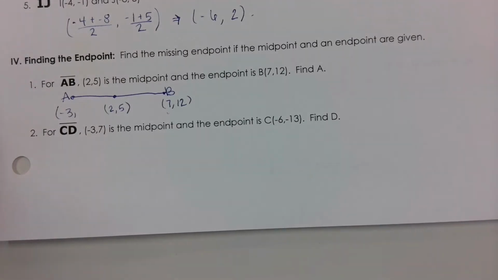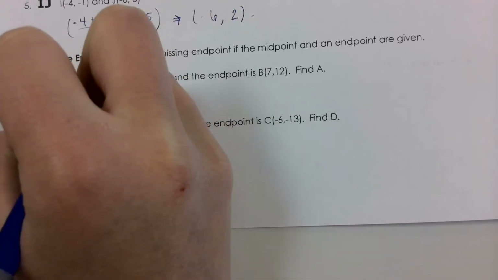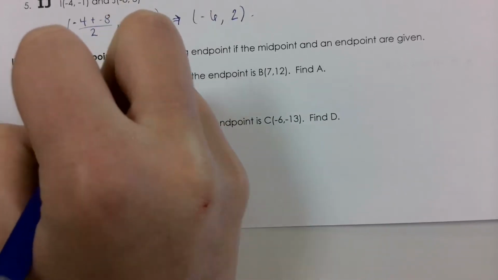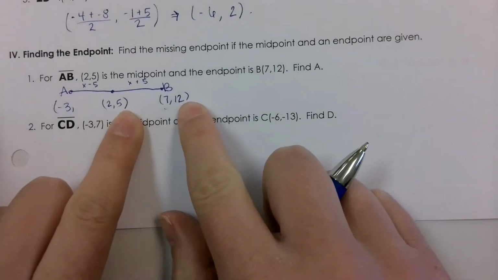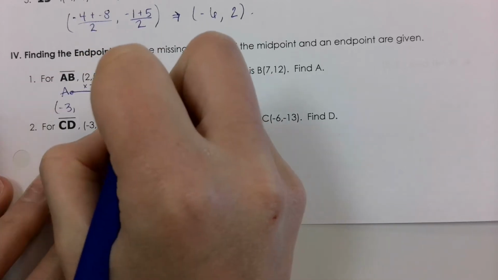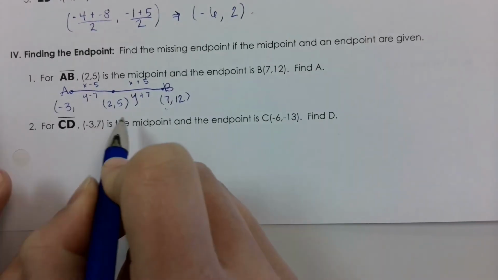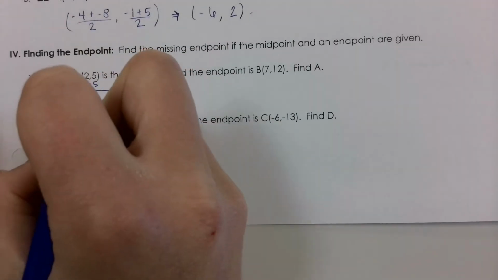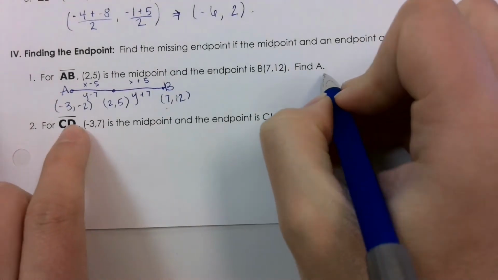Is that okay? I'm going to write what we did over here. We did X minus 5 to get there. Now we're going to do the exact same thing with our Y value, because you've got to have the whole ordered pair. From 5 to 12, what did they do? They added 7. So how are we going to work backwards? We're going to subtract 7. So Y minus 7. What is 5 minus 7? -2. So point A is at -3, -2.